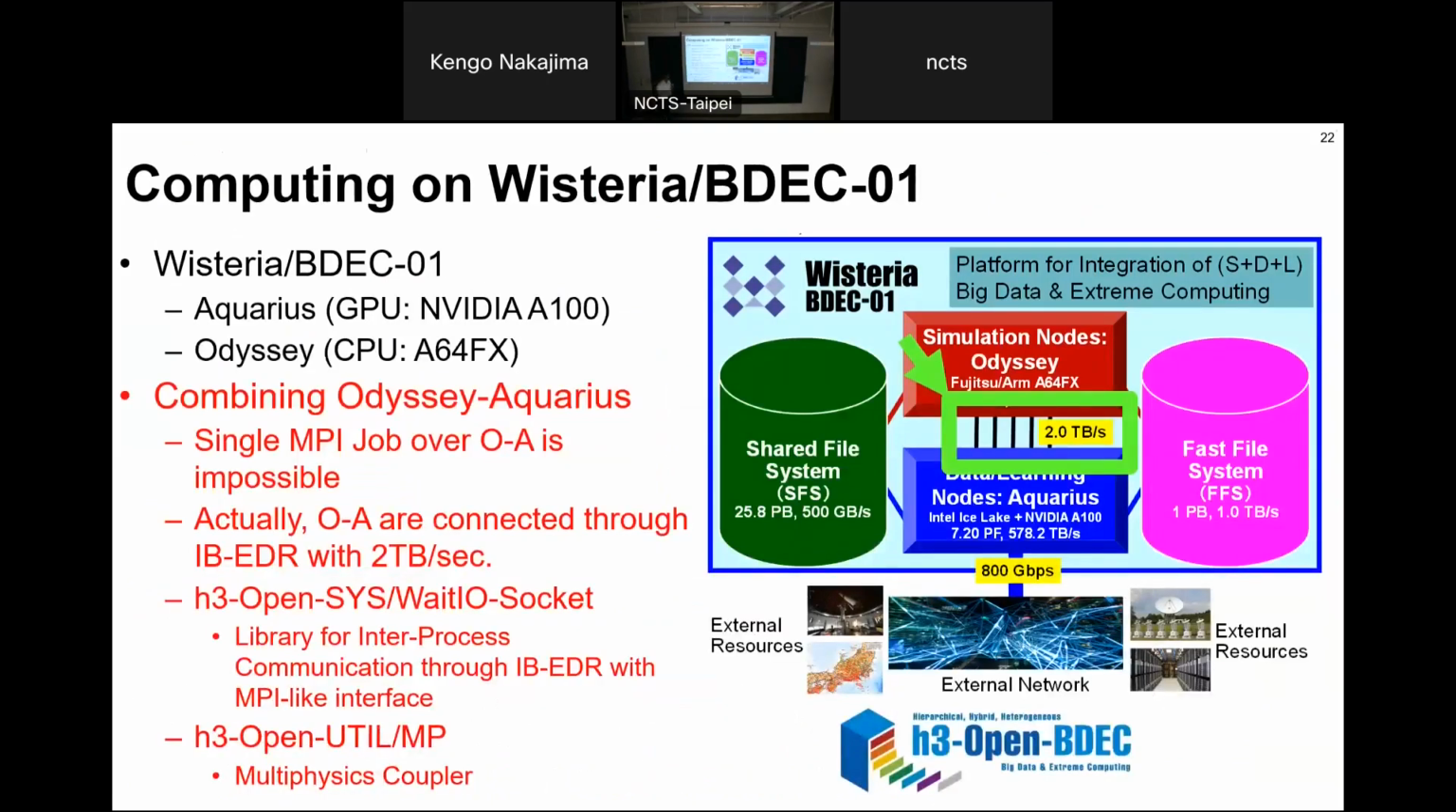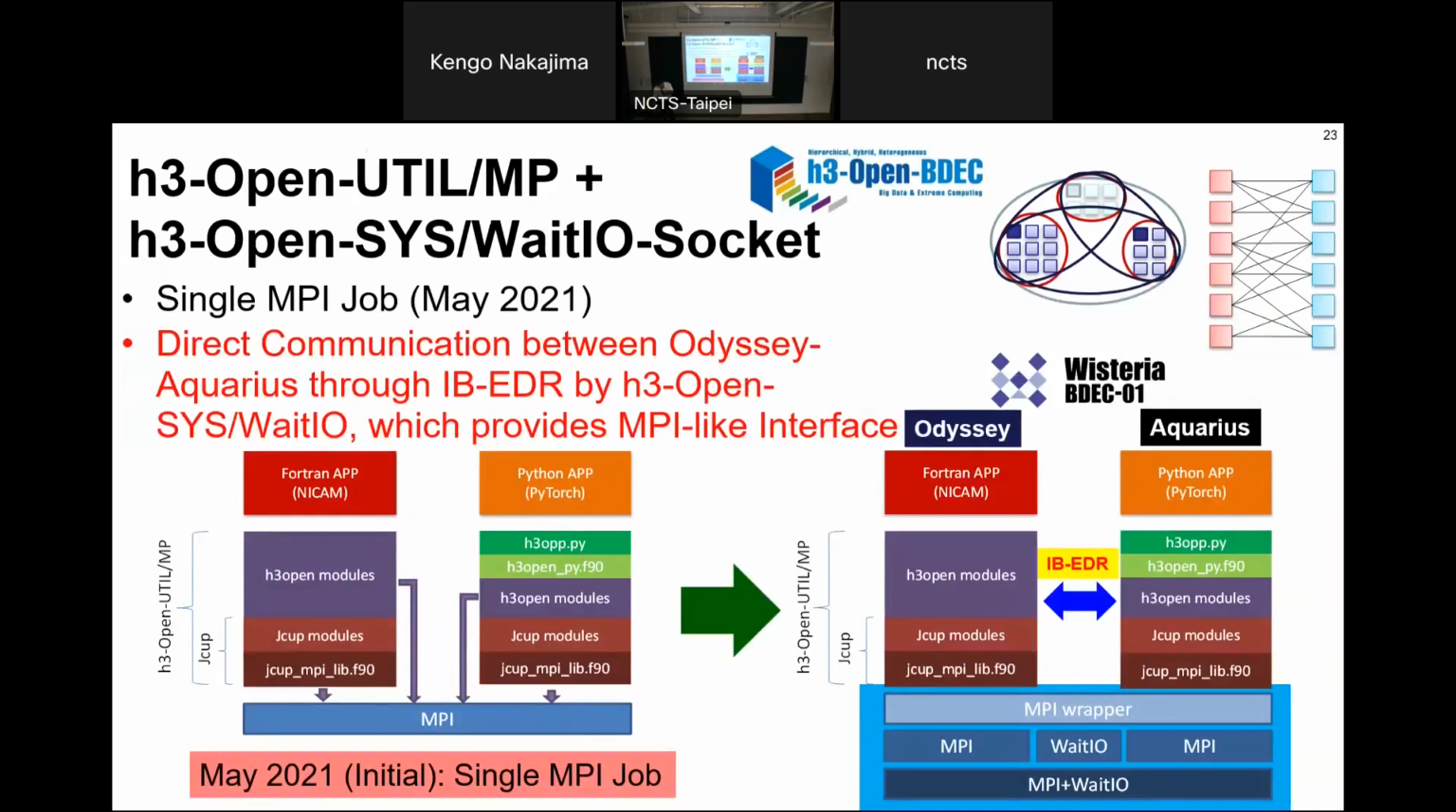So another issue is these two parts are based on very different architectures, and so it's impossible to run a single code using MPI on these two systems. And we developed a communication library to connect these two parts. This type of library has been available since last year, June.